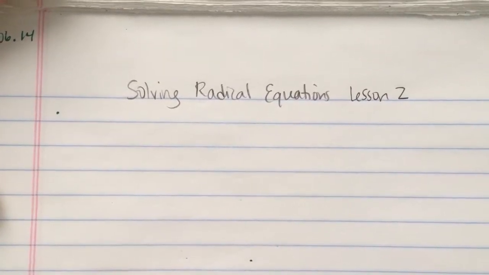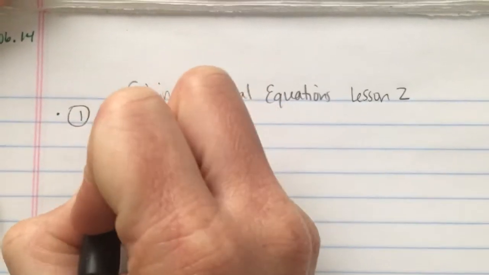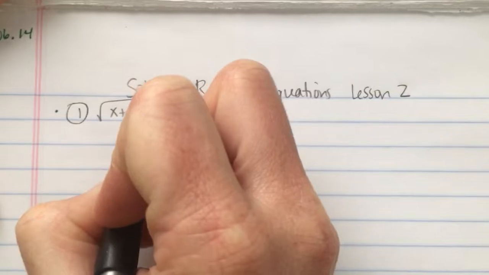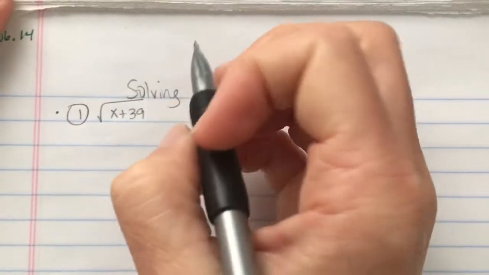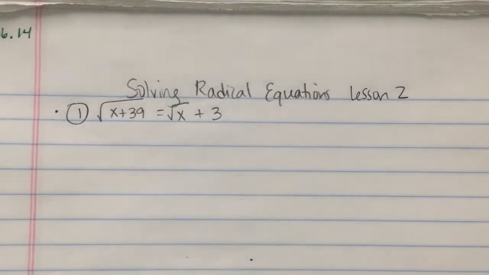Alright, solving radical equations lesson 2. So our first example is the square root of x plus 39 equals the square root of x plus 3.